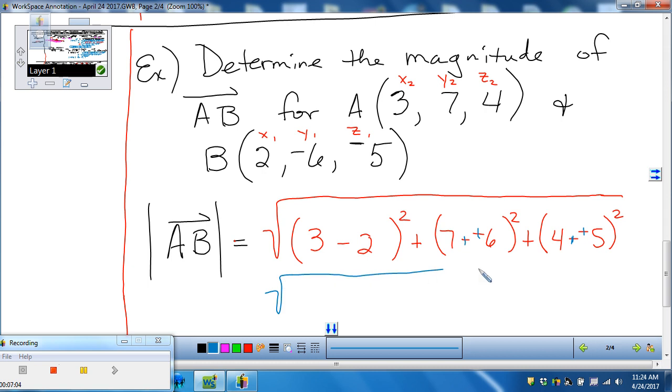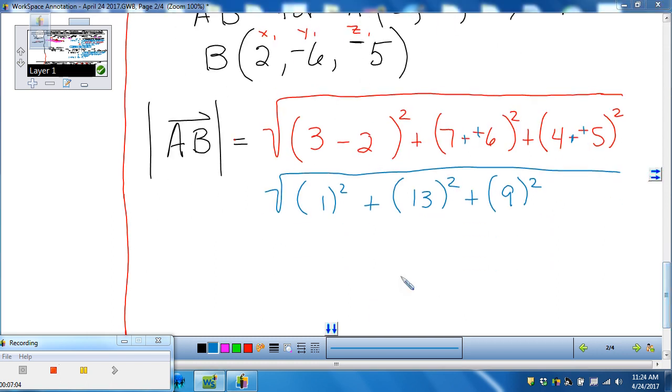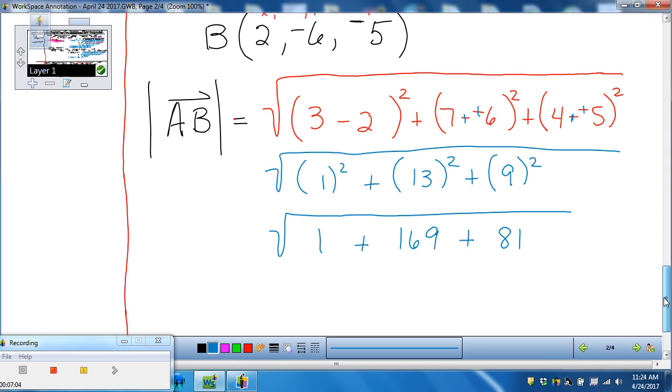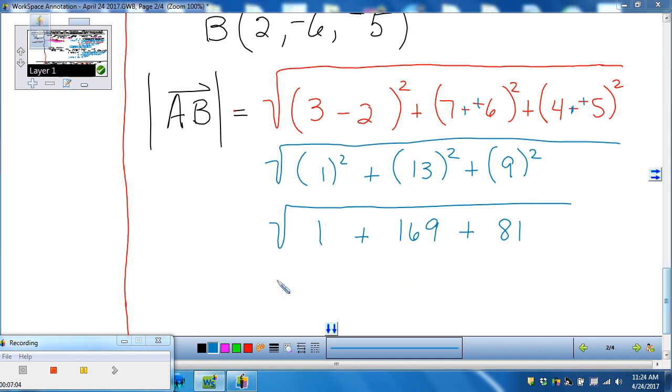Now we're going to simplify. 3 take away 2 is 1 squared. 7 plus 6 is 13 squared. And 4 plus 5 is 9. And then we're going to square that. Simplifying a little further. 1 squared is 1. 13 squared is 169. 9 squared is 81. Now we're going to add all of these together.